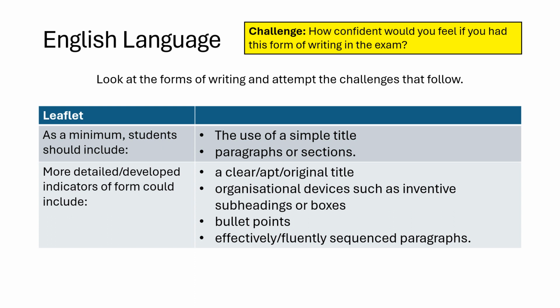So as a minimum, you should use a simple title, paragraphs or sections. Again, think about a typical leaflet, they will have sections in them as well. For a more detailed or developed one, you can have a clear, apt and original title, organisational devices such as subheadings, boxes, bullet points, and just like all of the others, effectively fluently sequenced paragraphs as well.